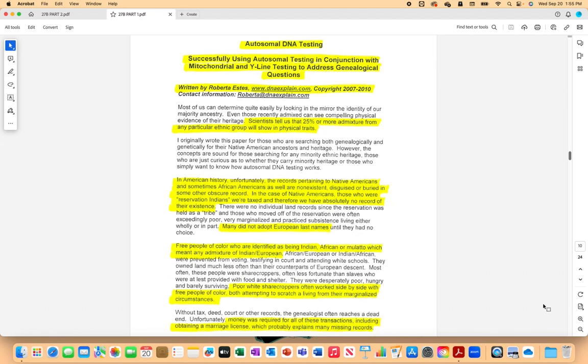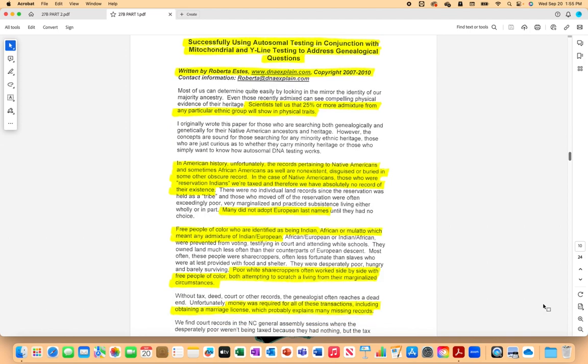Autosomal DNA testing. Successfully using autosomal testing in conjunction with mitochondrial and Y line testing to address genealogical questions. Written by Roberta Estes. Copyright 2007 to 2010. Scientists tell us that 25% or more admixture from any particular ethnic group will show in physical traits.